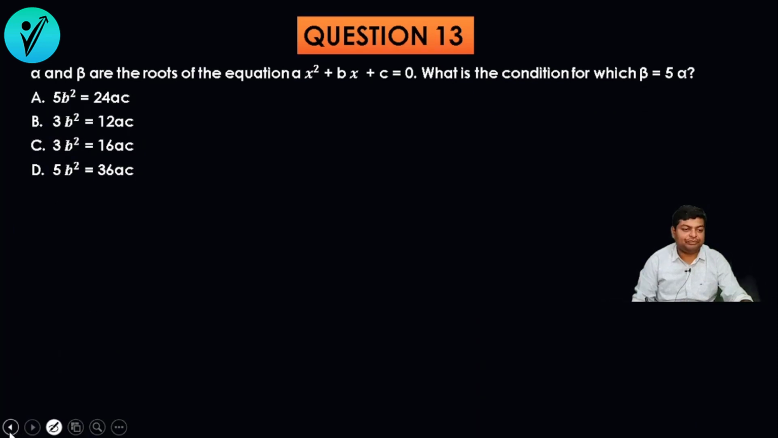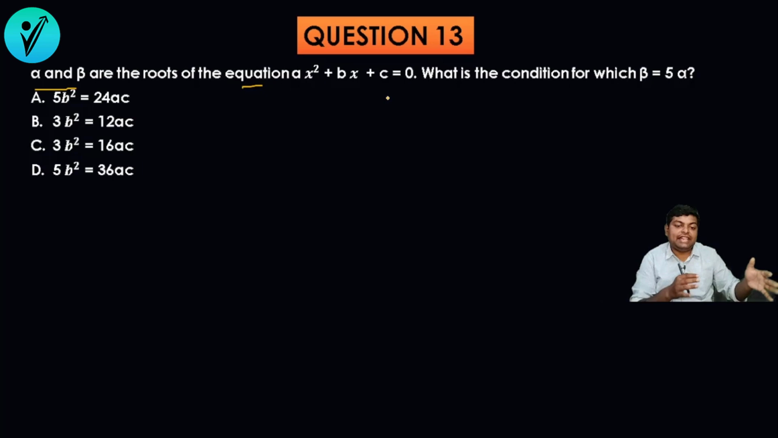Question 13. So this is based on quadratic equation, a very easy question again. It says that if alpha and beta are the roots of the equation x square plus bx plus c equals to 0, then what is the condition for which beta is equals to 5 alpha?